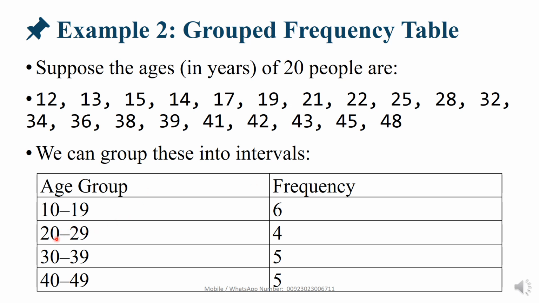Now 20 to 29. You check all the numbers from 20 to 29, then put the total quantity here, which is 4. After that, 30 to 39. How many numbers are given? 5. And 40 to 49. You write all the numbers from 40 to 49, and we check how many there are, which is 5. Check every number carefully and write it here. Then you count the quantity and put in this value.